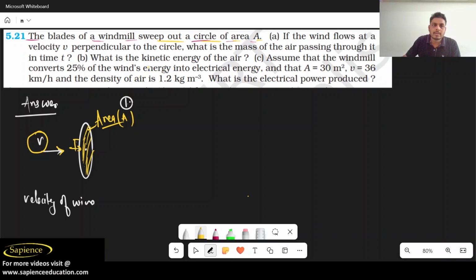Good evening, everyone. So here we are talking about question number 5.21. In question number 5.21, the blade of the windmill sweeps out a circle of area A.